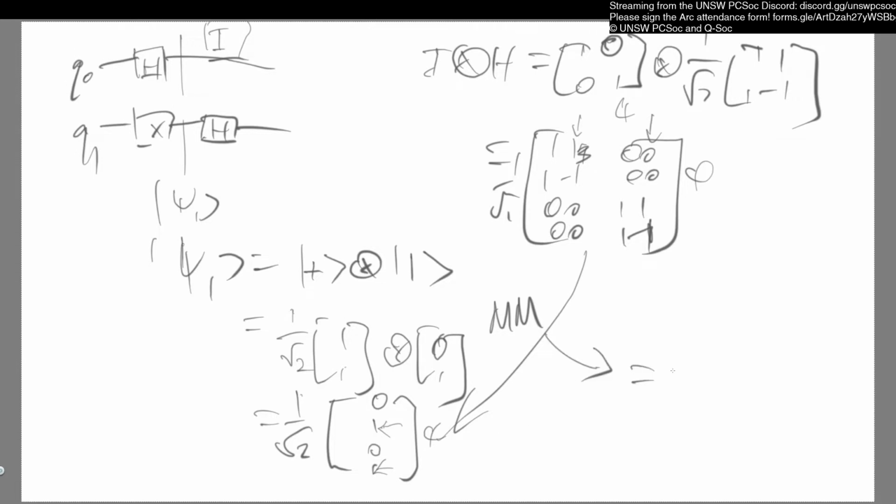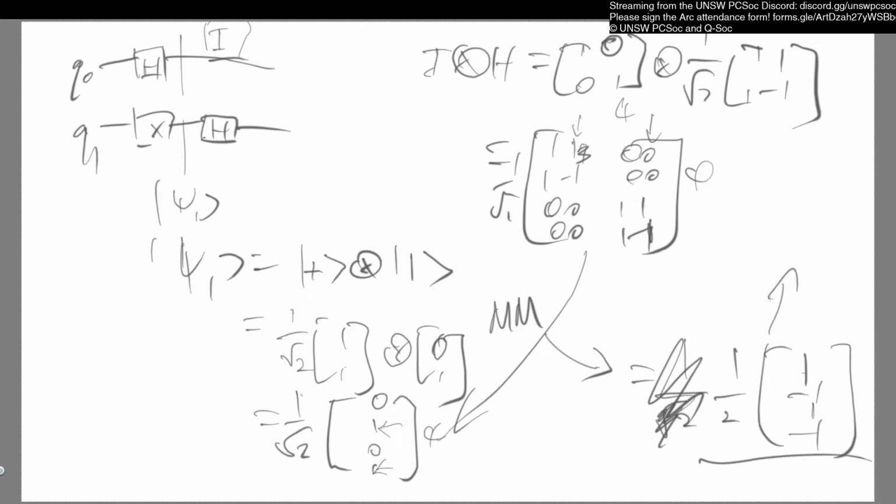After you do the matrix multiplication, put it very simply: 1 on root 2 times 1 on root 2 is just half. And then you'll end up with a vector. So 1 plus 0 is 1. Minus 1 plus 0 is minus 1. 0 plus 1 is 1. And then 0 minus 1 is minus 1. So this will be the result of the second step.